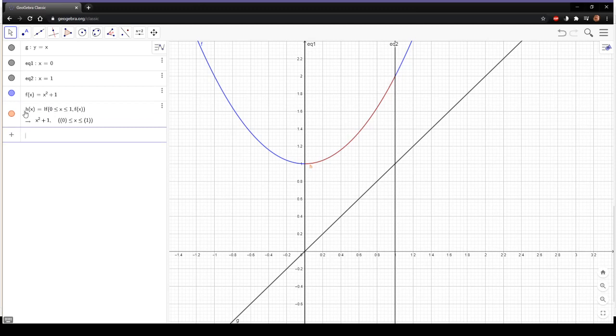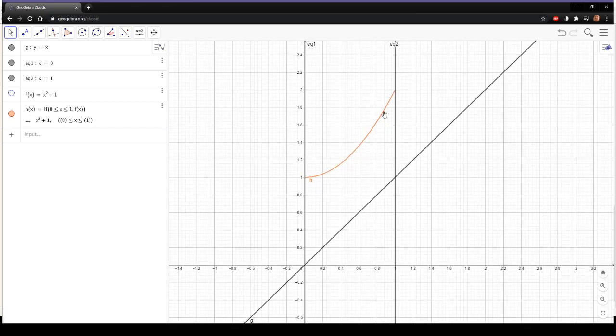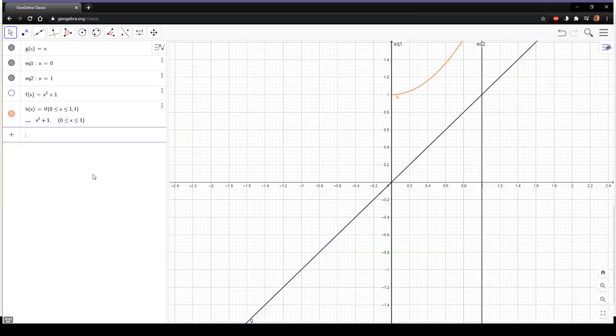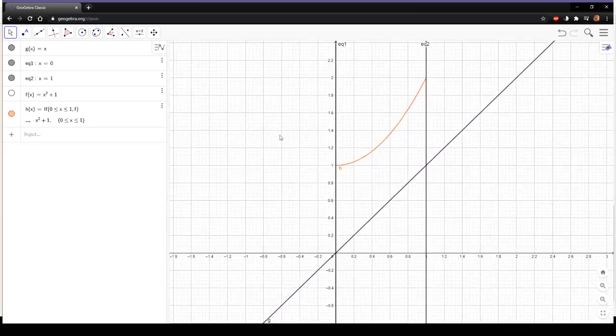And GeoGebra names these things automatically for the most part. You can change the name later if you want, but right now it named it H. So now let's turn off F, and we can see there's the bit that we're interested in. And let's do a similar thing with the line. So let's say g of x equals x. Okay. Sorry, I got confused for a second. And then let's isolate the bits that are between 0 and 1.